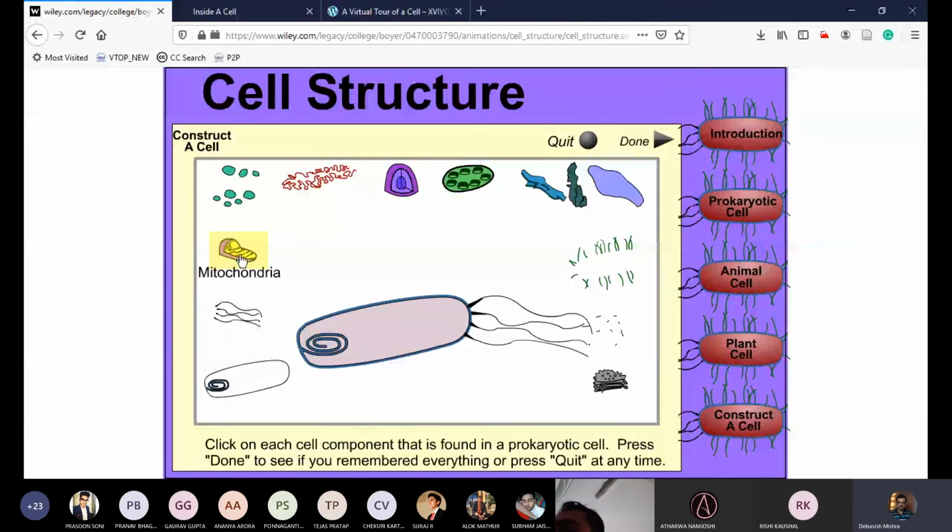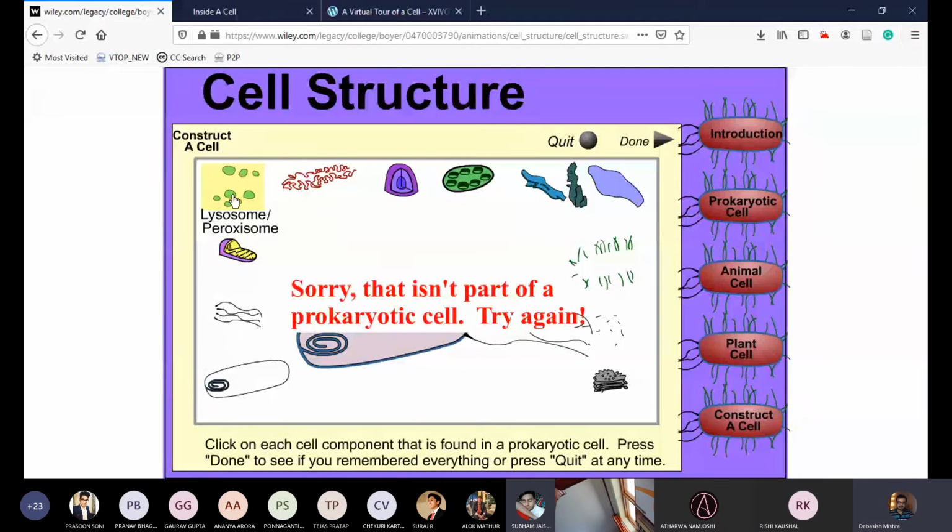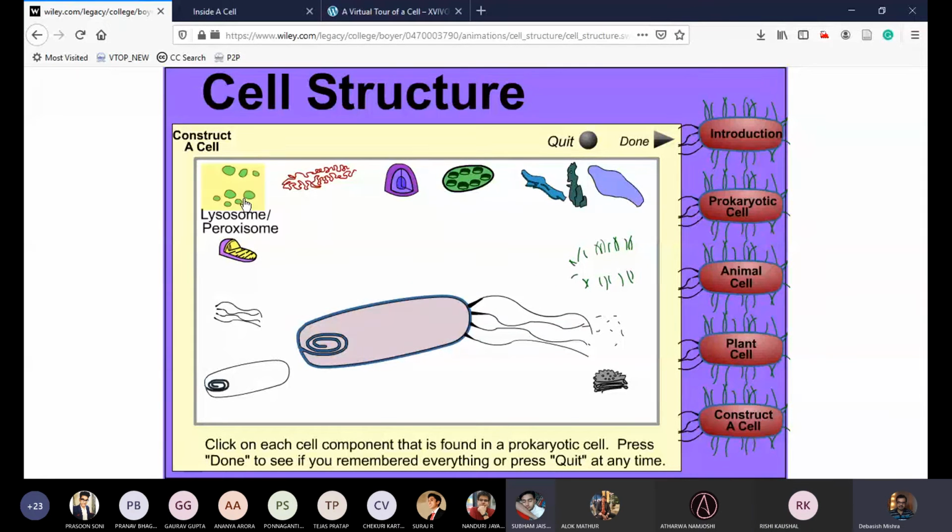Can we take mitochondria? No, we didn't see that. Can we take lysosome, peroxisome? We didn't see that. No. Even if we click, sorry, it isn't a part of prokaryotes. Can we take a nucleoid here? Yes, prokaryotes do have a nucleoid, but don't have a proper nucleus. So if I simply click at nucleus, I see that it's not a part of prokaryotic cells.